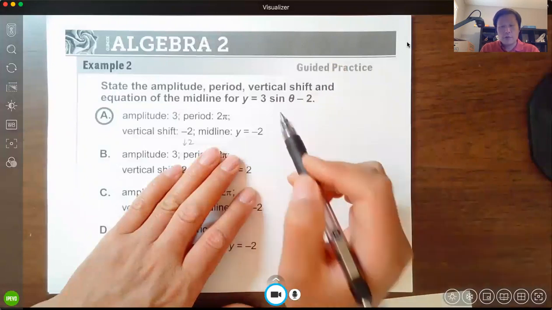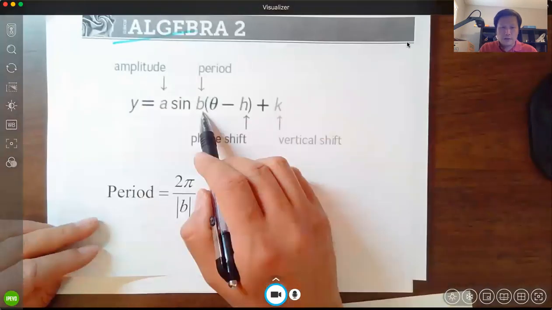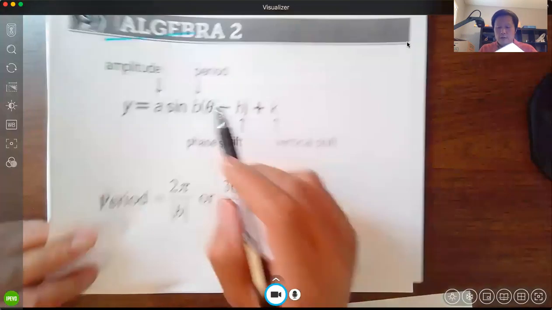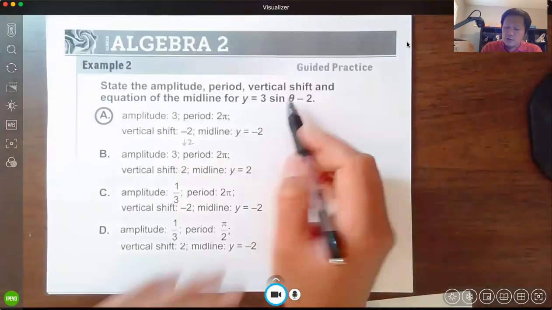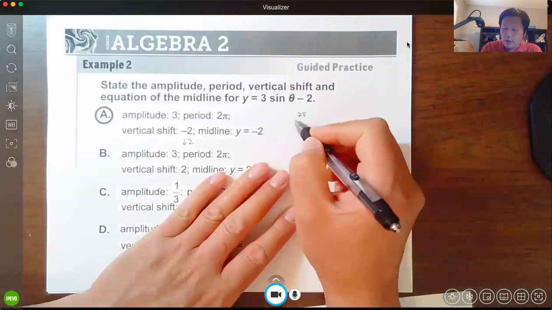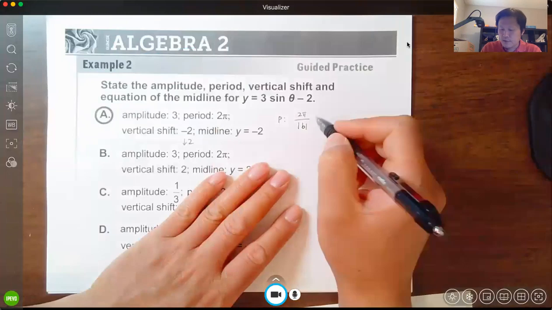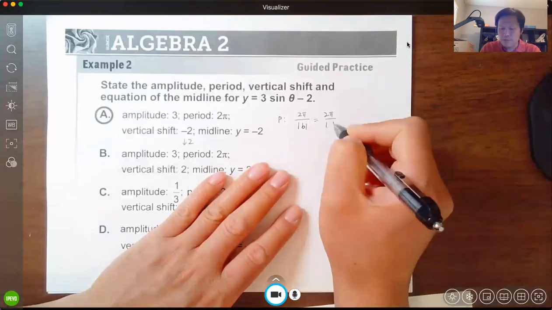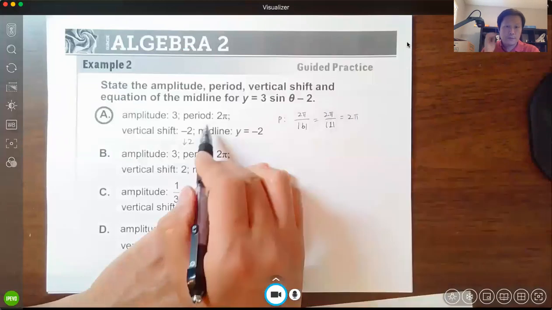Period is related to the b value. B value is the coefficient of x or the coefficient of theta. B value here is 1. There's nothing there, which means 1. So the period is 2 pi over the absolute value of b. B is 1, so it becomes 2 pi as the period.